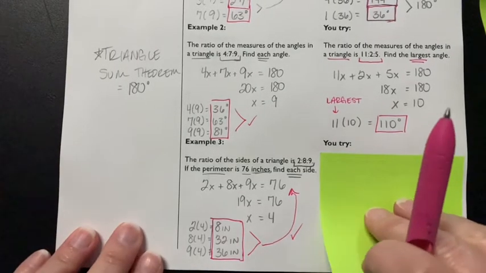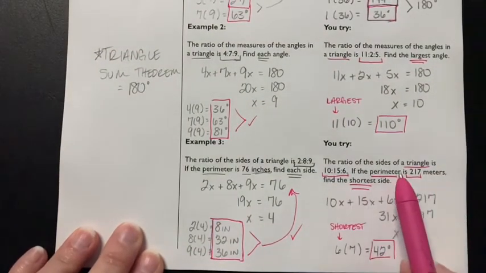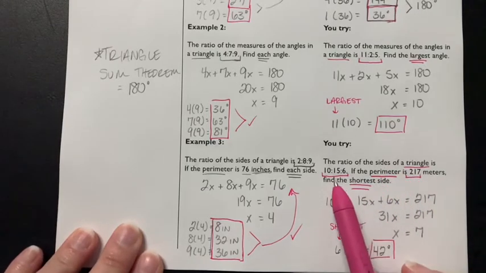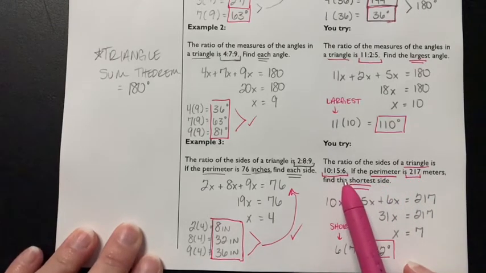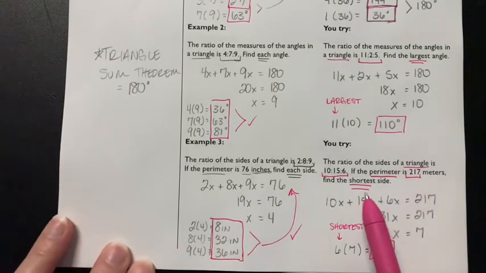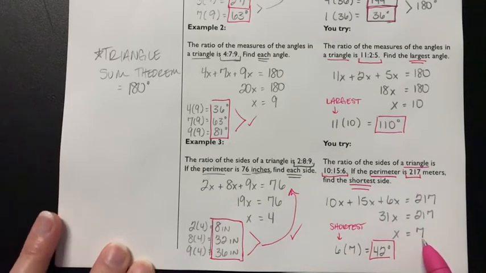Okay, hope you had enough time. Let's take a quick look. Again, this one was looking for the sides of the triangle with the given ratio of 10 to 15 to 6. If the perimeter is 217, we had to find the shortest side. So we set it up in similar fashion, went ahead and solved for x. We get x equals 7.